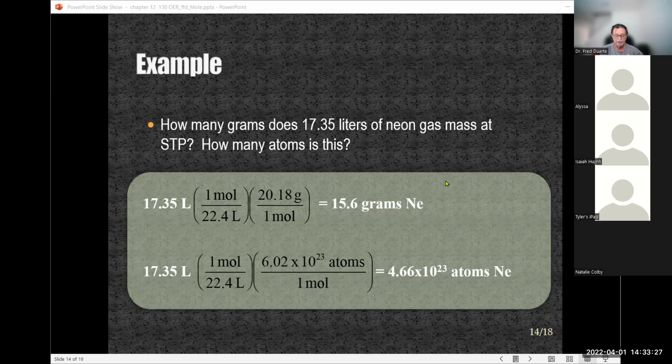Yeah, has a volume of 17.35. And again, the same reason your answer should be in 3 sig figs because of the 22.4. So that is a large number of atoms actually, but relatively small volume. Okay.